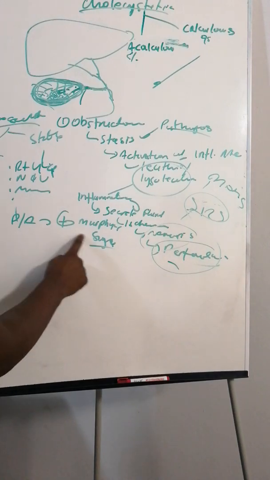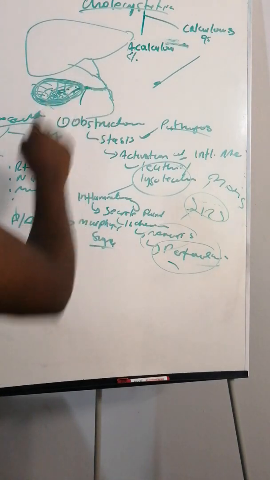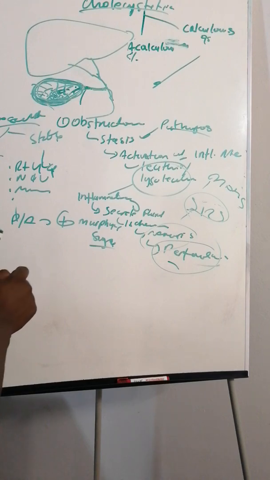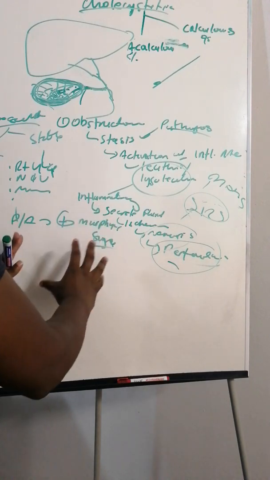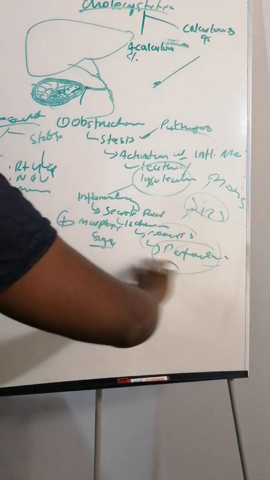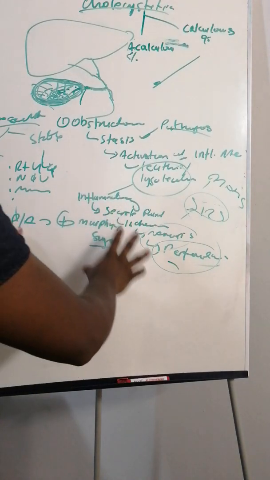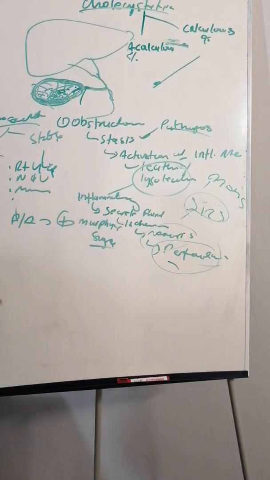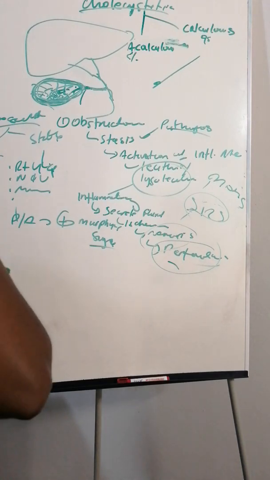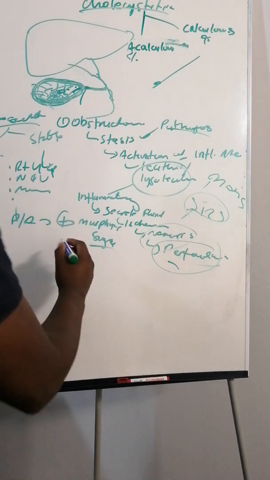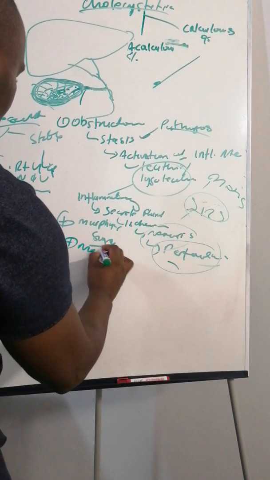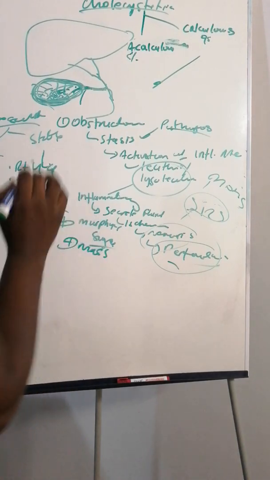So they will have that, but you don't have a positive Murphy's sign in gallstone disease or cholecystitis. So I'm talking about patients now that are not peritonitic, patients that did not perforate. They might have necrosis, but they've not perforated. So you will have this, or you can feel a gallbladder mass as you push your hand. Therefore, there's something that is obstructing you. So you can feel a mass.